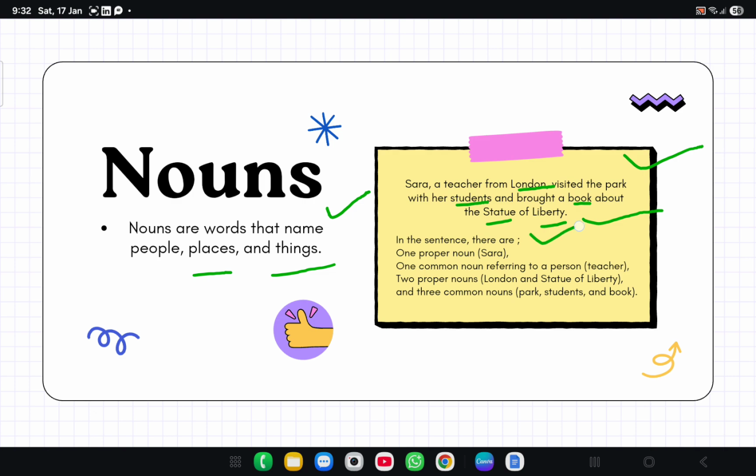Here you are looking at this more in the sentence. There is one proper noun, Sarah, and a common noun that refers to a person, teacher, and proper nouns, London, Statue of Liberty, and three common nouns: park, students, and book. So these are nouns. Let's go ahead and understand about nouns.